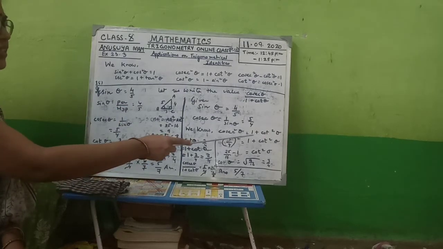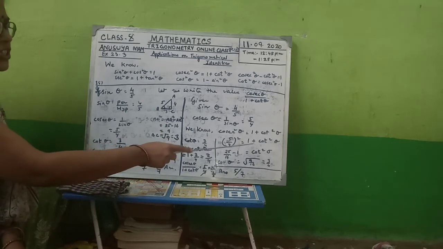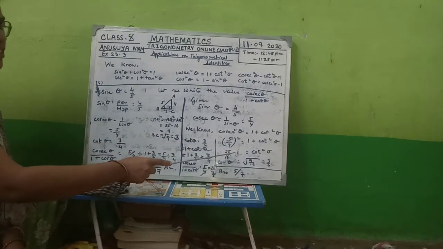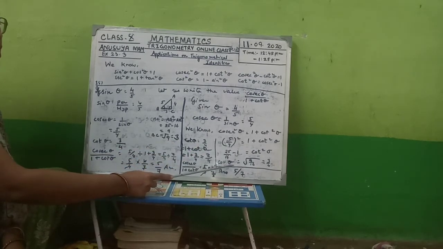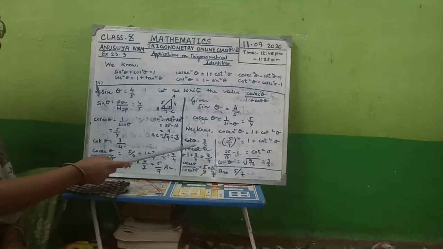So cosec square theta is equal to 1 plus cot square theta. 5 by 4 square is equal to 1 plus cot square theta. That gives cot square theta equal to 25 by 16 minus 1. So what is cot theta? Root over 9 by 16, that is 3 by 4. So we got cot theta as 3 by 4.